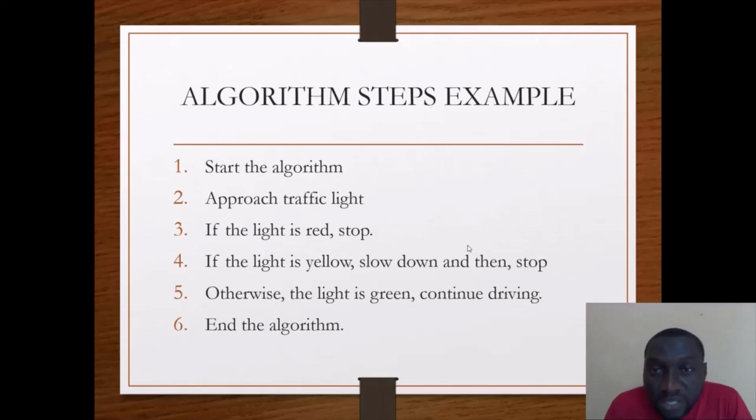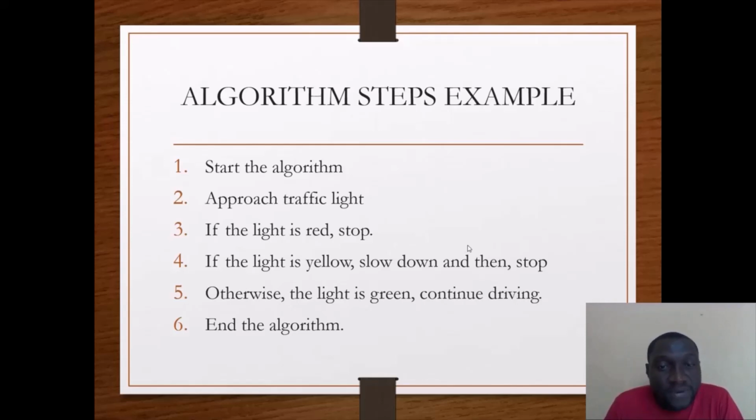So when you approach the traffic light, what are the sequence of steps that you need to follow before you can move out of that area? The first thing is, for any algorithm, you need to start. So first thing, you start the algorithm. Then the second thing is you approach the traffic light, isn't it? You approach the traffic light. Now, the next thing is you look out what color the traffic light is showing.